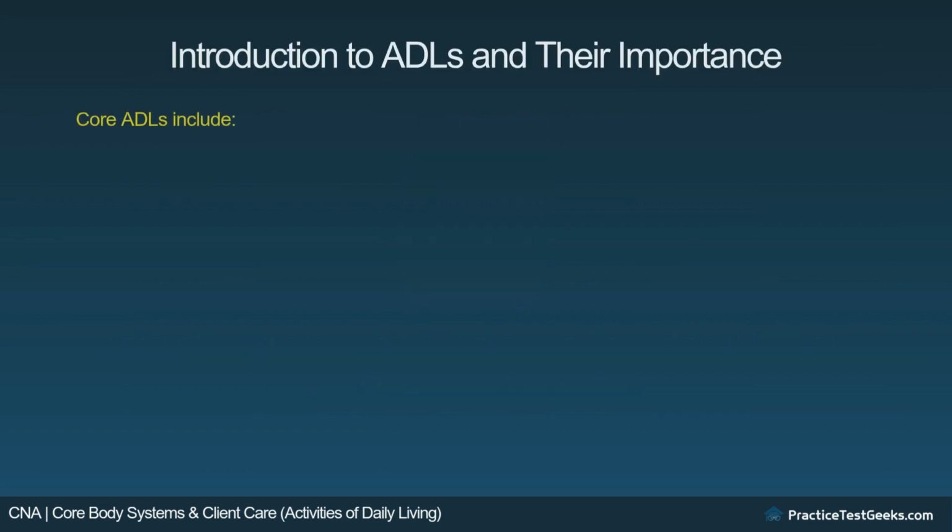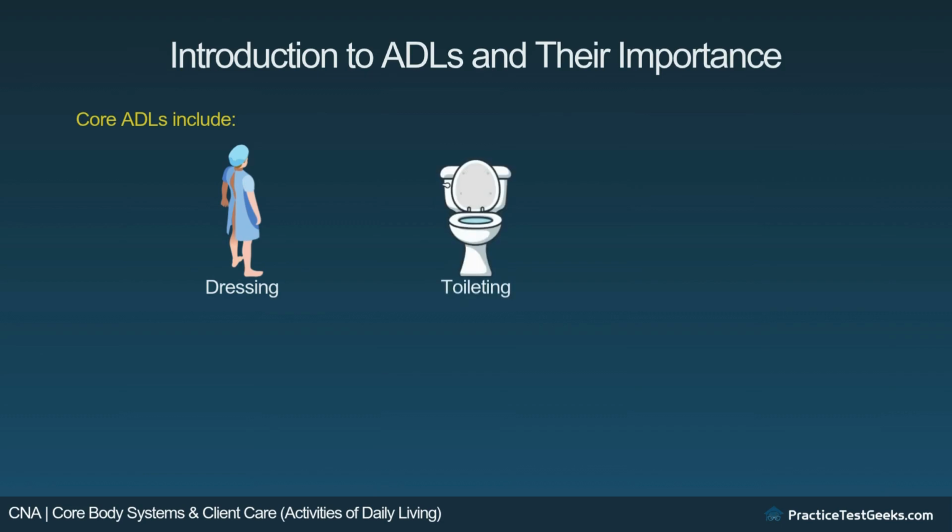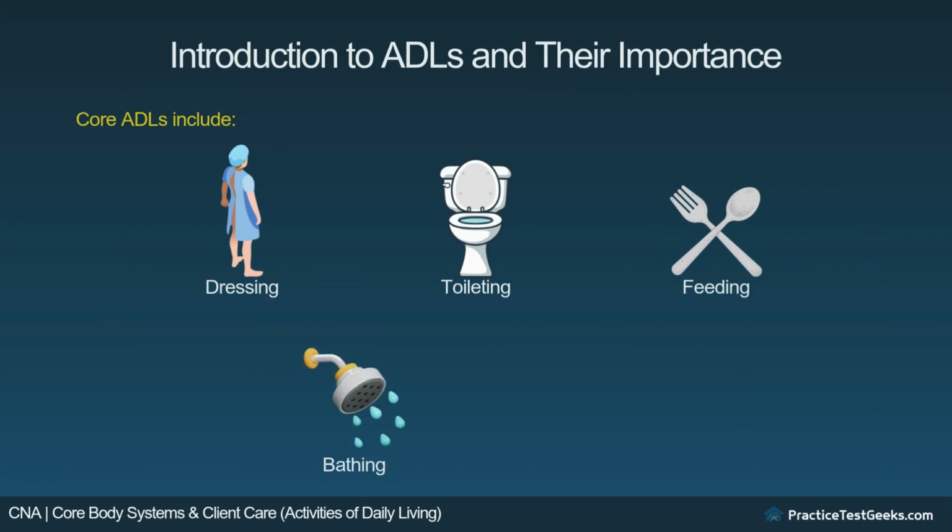Core ADLs include dressing, helping the patient put on or remove clothing; toileting, assisting with using the toilet and maintaining hygiene; feeding, helping the patient eat or drink, particularly when they cannot do so on their own; bathing and grooming, maintaining hygiene through bathing, shaving, and personal grooming tasks; mobility assistance, helping patients move or reposition themselves safely.